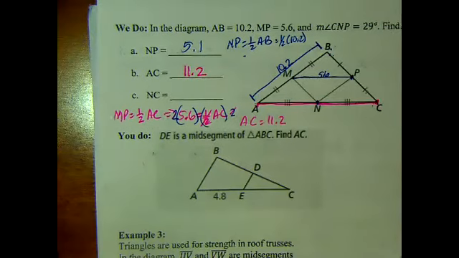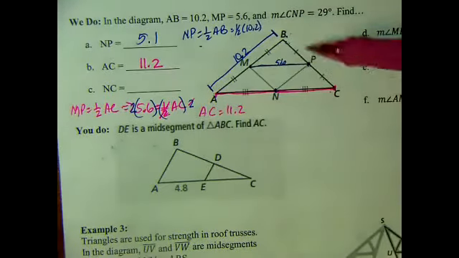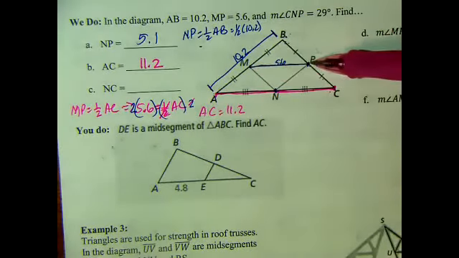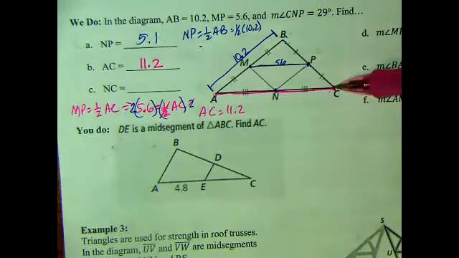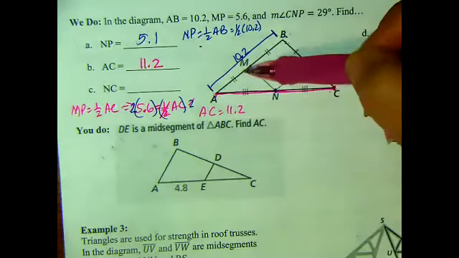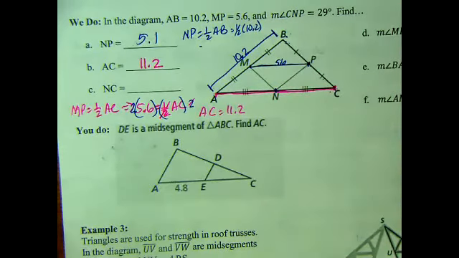So there's two ways you can think about this. You can think about it as your midsegment is half of your third side, or you can think about it as your third side is double your midsegment. 5.6 times 2 is 11.2.